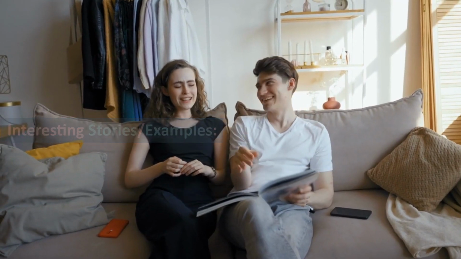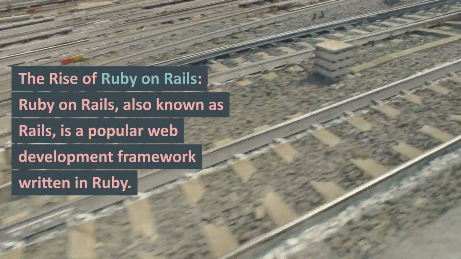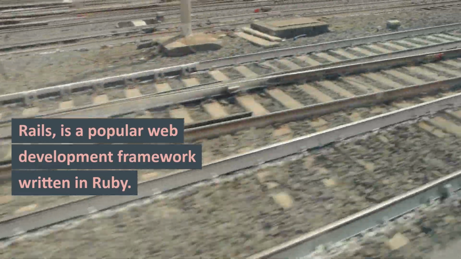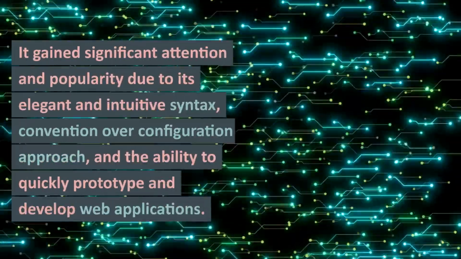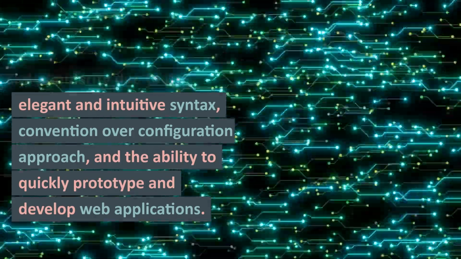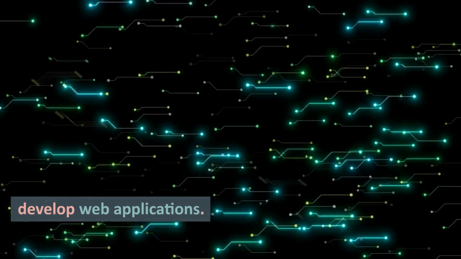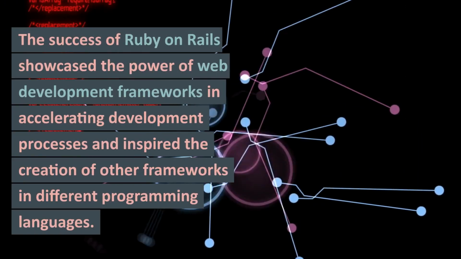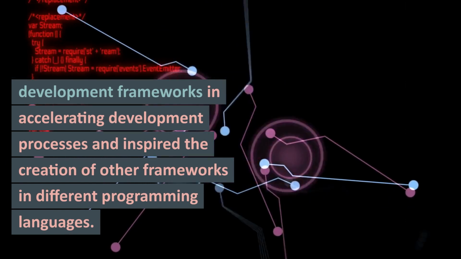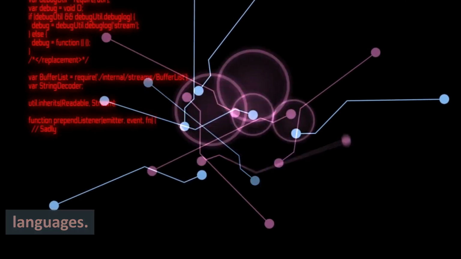Interesting stories, examples. 1. The rise of Ruby on Rails. Ruby on Rails, also known as Rails, is a popular web development framework written in Ruby. It gained significant attention and popularity due to its elegant and intuitive syntax, convention over configuration approach, and the ability to quickly prototype and develop web applications. The success of Ruby on Rails showcased the power of web development frameworks in accelerating development processes and inspired the creation of other frameworks in different programming languages.